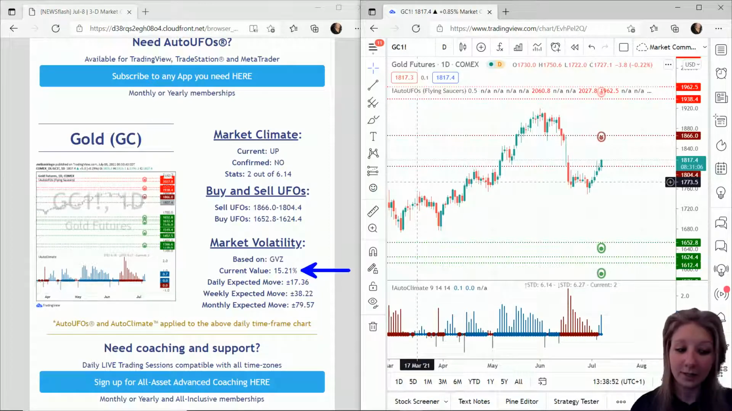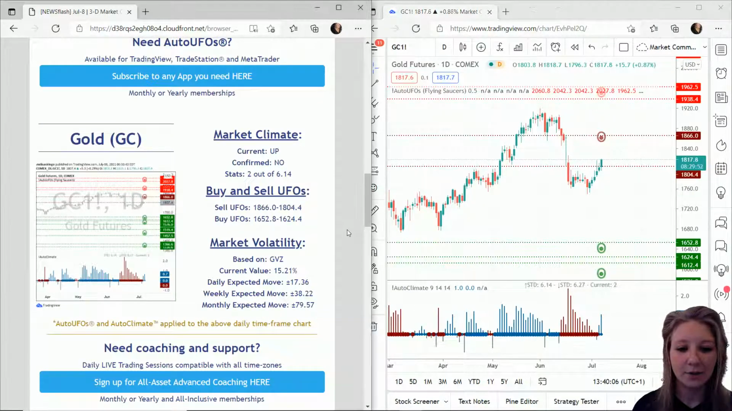Now, based on volatility, we would expect a movement up or down in 1 year of 15.21%, which means in 1 day, up or down of 17.36 points. In a week, that's 38.22 points. And in a month, 79.57 points.